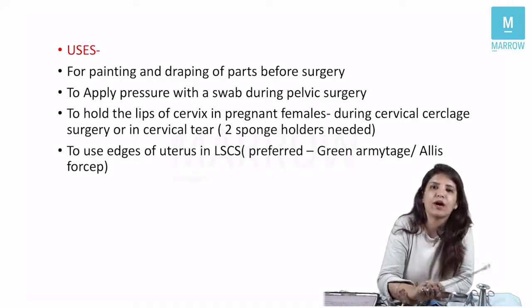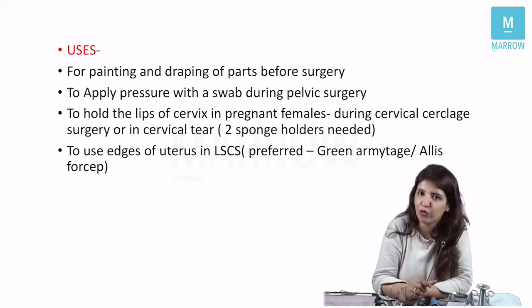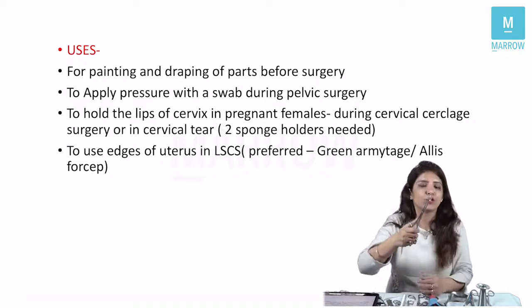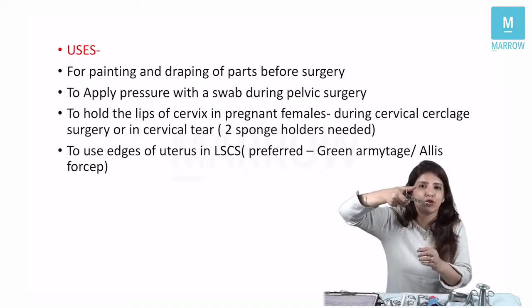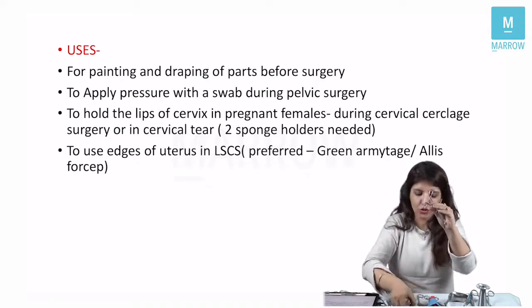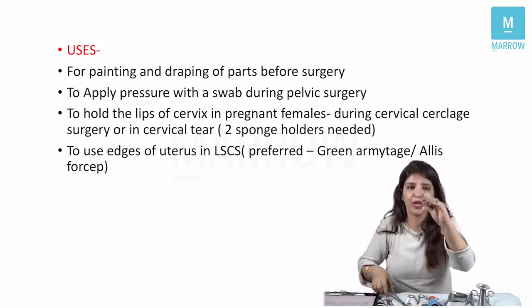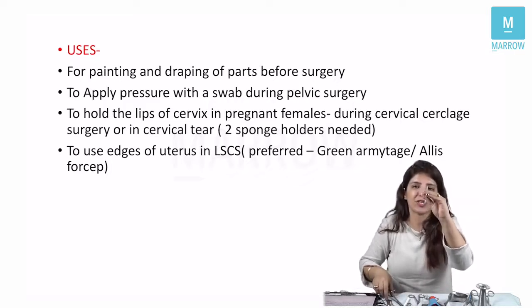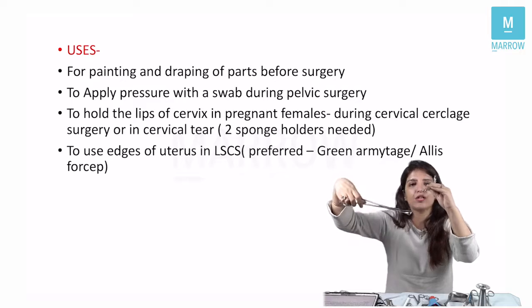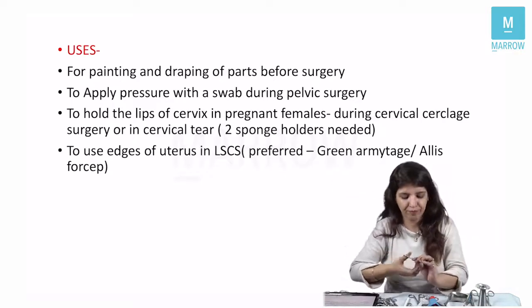Now, when you have to identify a cervical tear, you need at least 2 sponge holding forceps. What you do is, one sponge holding forceps, you put it at 12 o'clock position, and the other you put at, suppose this is a sponge holding forceps. This is not a sponge holding forceps, but just imagine. Right? So one sponge holding forceps at 12 o'clock position, other at 3 o'clock position. This much part of the cervix, so I'll just show you here.